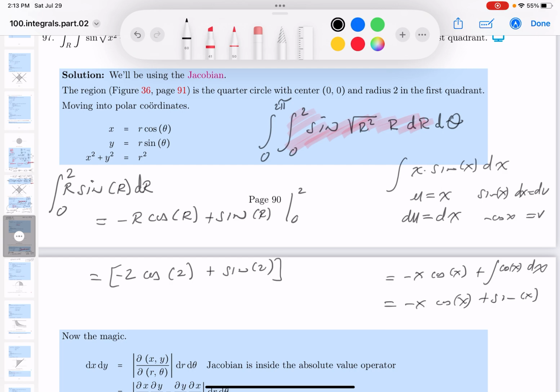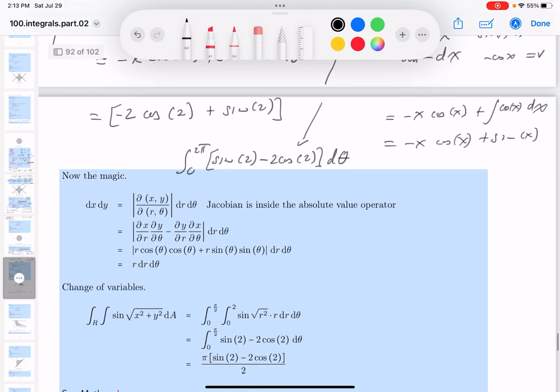All right, so let's write this over here. I'm going to take this and move it down here. This is going to be 0 to 2 pi. And it's going to be this constant. I'm going to write that as sine 2 minus 2 cosine of 2, and then d theta. And this is going to be equal to, let's see, sine of 2 minus 2 cosine of 2. And then it's going to be theta, and theta goes from 0 to 2 pi, so just simply 2 pi.